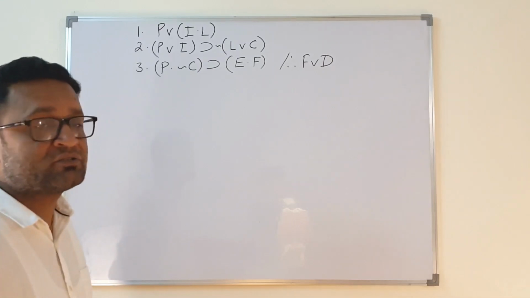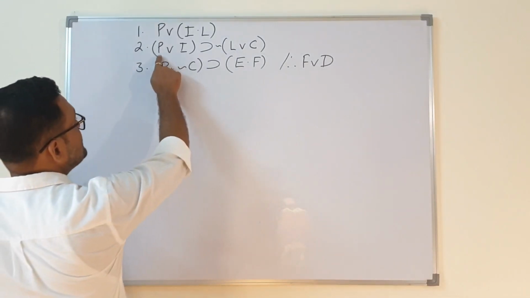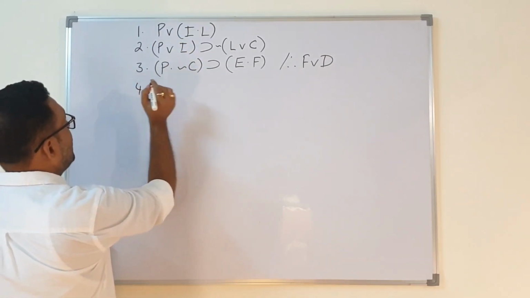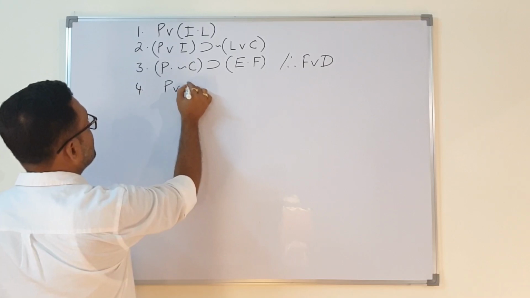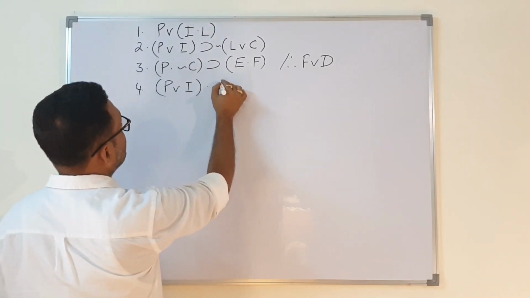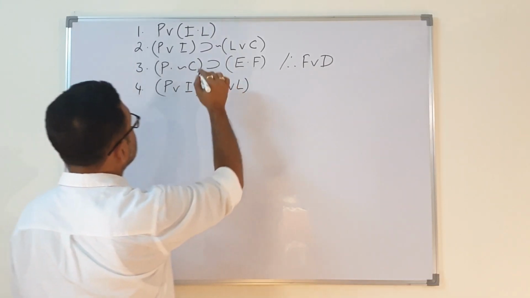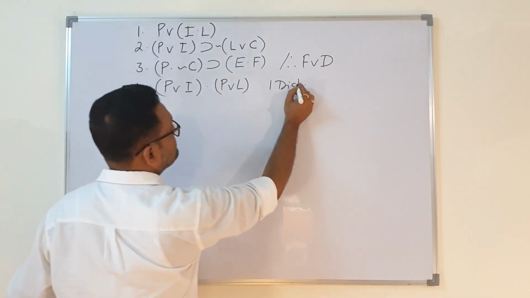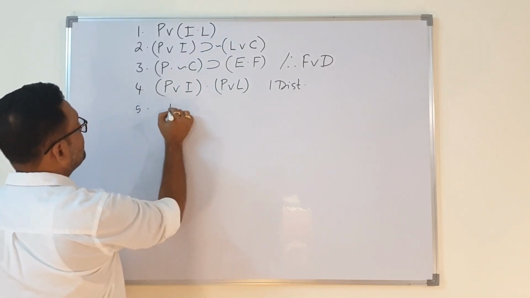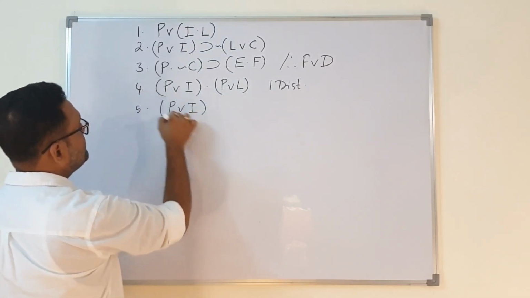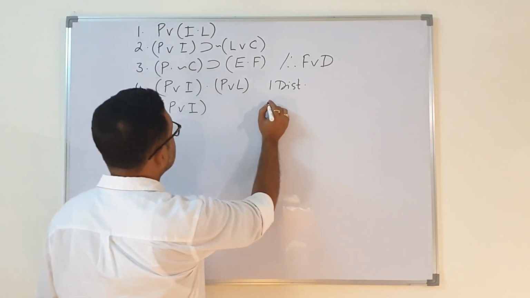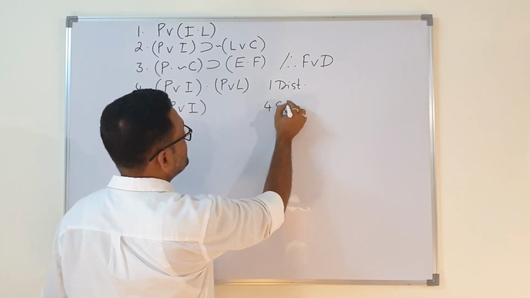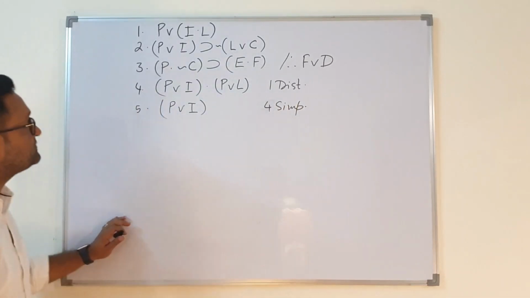Now, in order to solve this question, we can get this P wedge I from this step. So let us first solve this. I will make it P wedge I dot P wedge L. This is on first step, distribution. So on step number 5, I will simplify P wedge I. This is on step number 4, simplification. Okay, so I have got this.